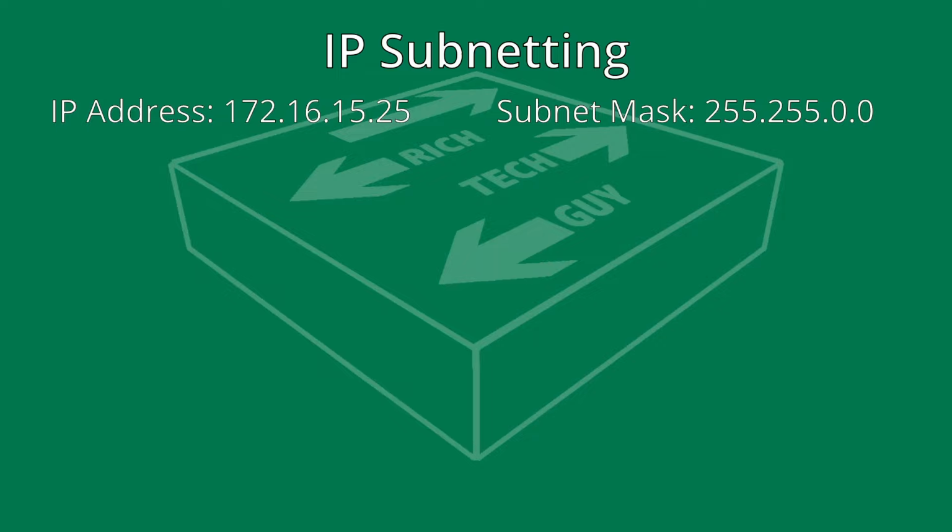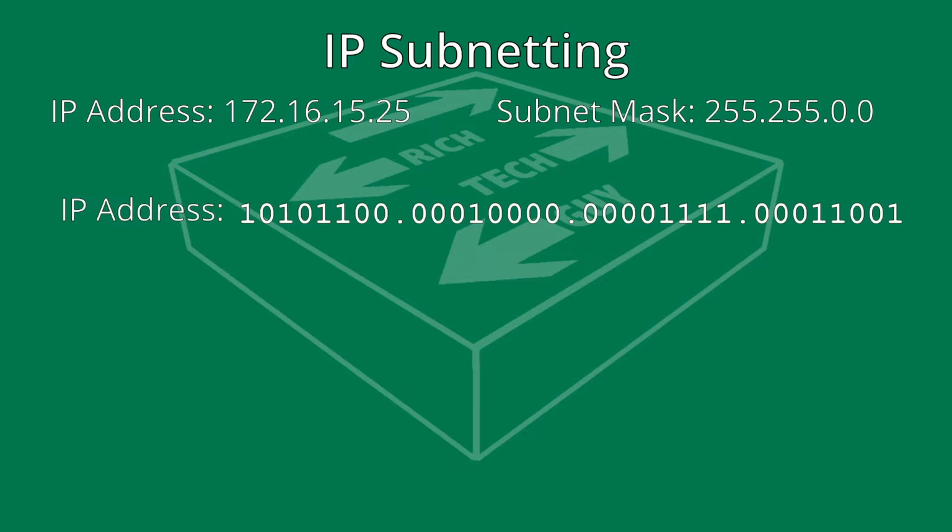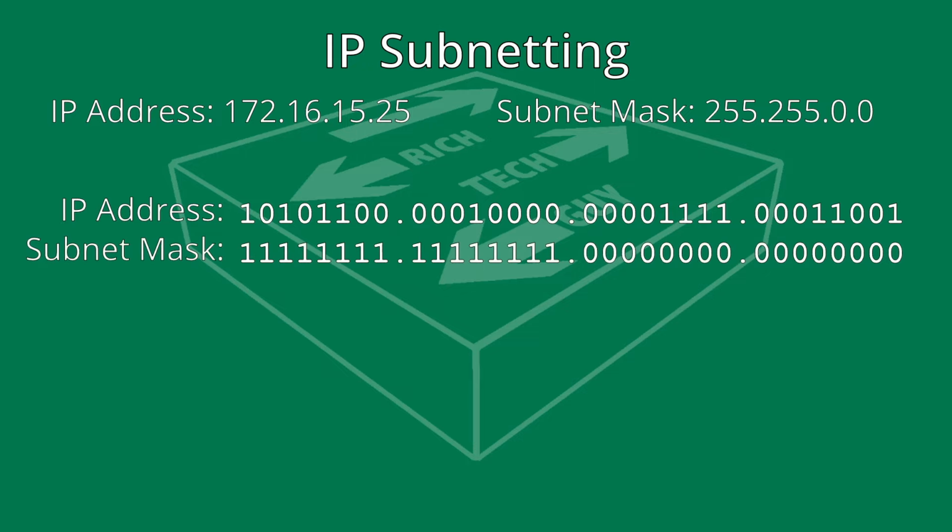Now we're going to look at this example of 172.16.15.25 with a subnet mask of 255.255.0.0. Now if we convert that into binary, we are going to get this sequence of numbers for the IP address, and for the subnet mask, the first two octets are going to be all ones, and the last two octets are going to be all zeros. Every bit on that IP address that is paired up with a 1 on the subnet mask is going to be the network portion of the address, and every bit paired up with a 0 is going to be the host portion.